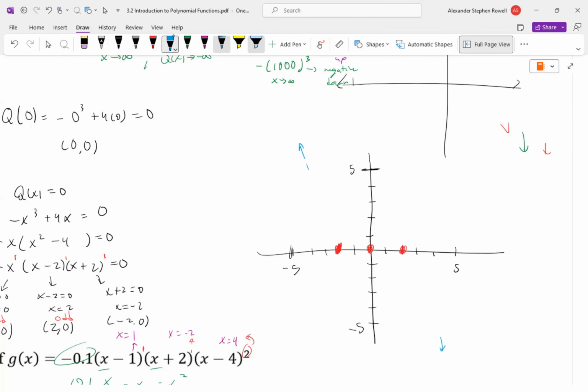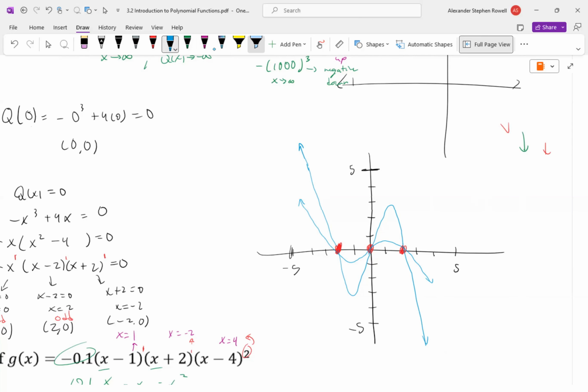When I hit this point, do I touch and turn around or do I pass through? Why do I pass through? Odd multiplicity. Then at some point, what happened? At some point, I turn around and I have to hit this other 0. Do I turn around or do I pass through? Because odd multiplicity, and I have to go here. Pass through because odd multiplicity. My graph looks like this, or maybe it looks like this. All I know is the end behavior and my zeros.